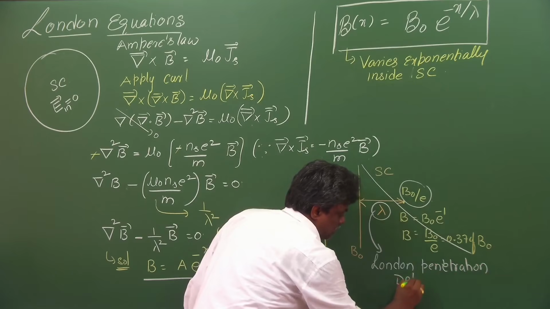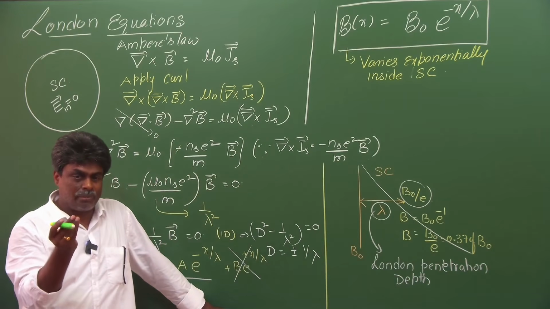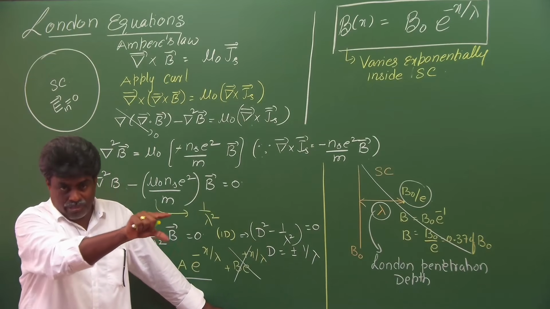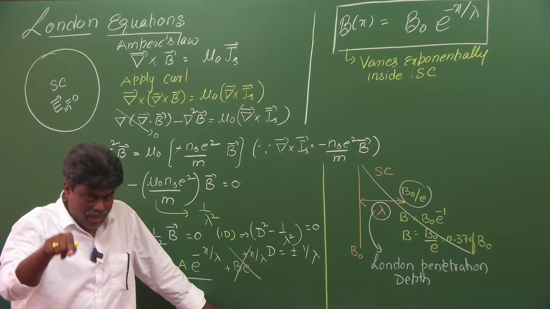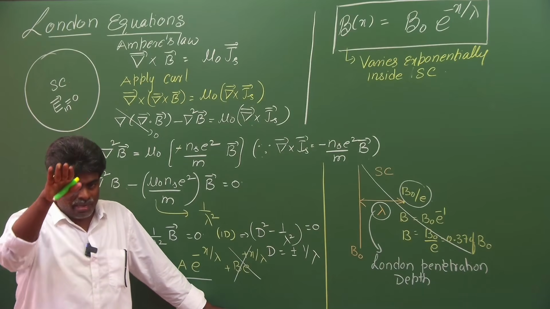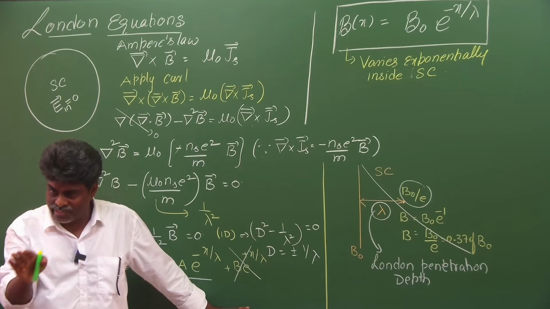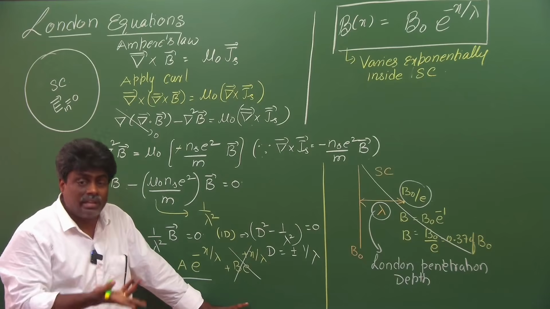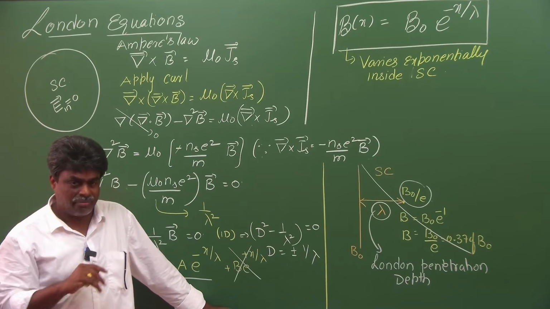So what does London penetration depth mean? If you take a superconducting material, on the surface the magnetic field amplitude is B naught. But once you travel a distance x equal to lambda inside the superconducting material, the amplitude becomes 1 by e times. That means the magnetic field is decreasing inside the superconductor. So this equation can explain theoretically how the magnetic field is decreasing. Experimentally they found it, of course.